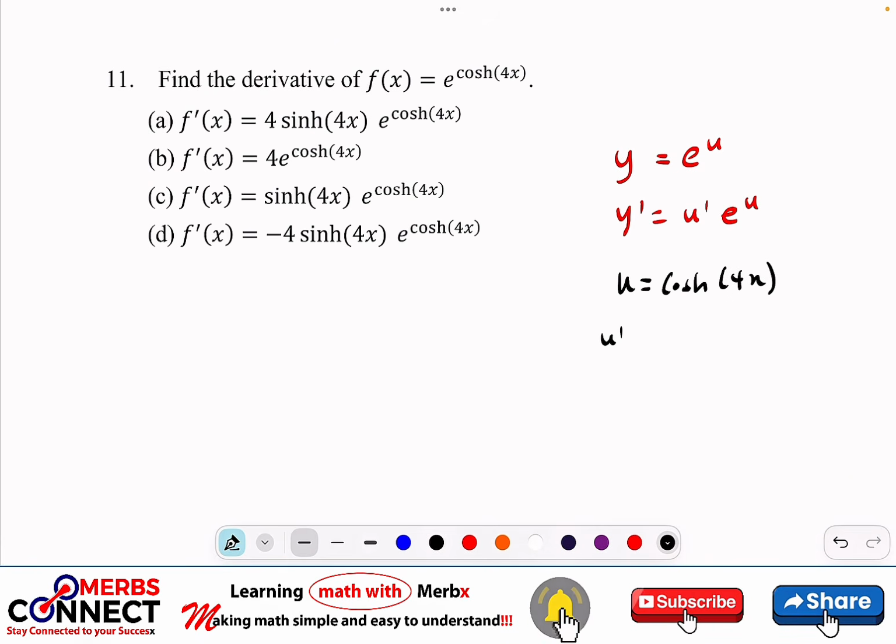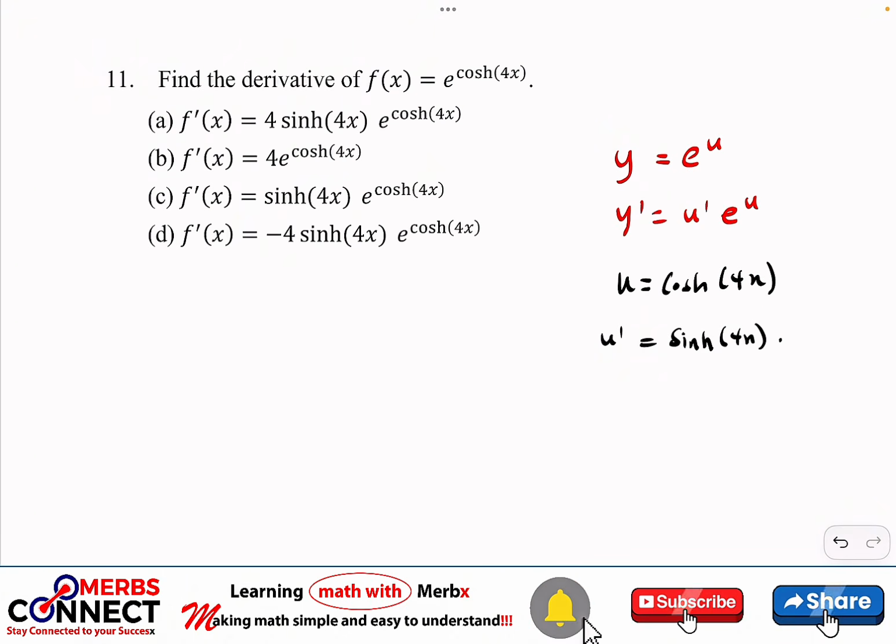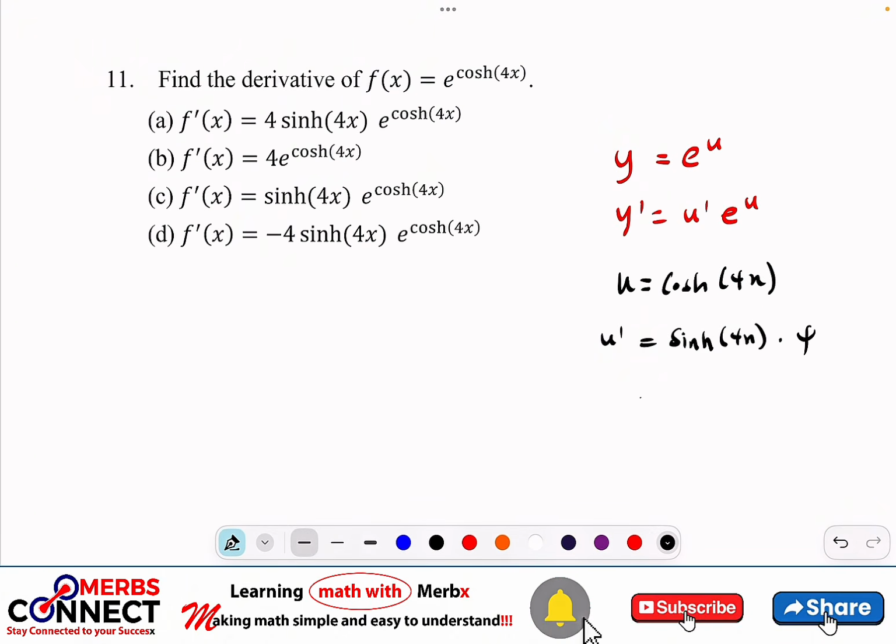And remember, when you take the derivative of the hyperbolic function, you get the hyperbolic function of sine without negative. So you need to pay attention. We know that when you differentiate the actual trig function, which is cos, you get minus sine, but here you are going to get positive. So this is going to give us the hyperbolic function of sine 4x times, then we differentiate what is inside, chain rule. So this is going to give us 4. So this is the same as 4 hyperbolic function of sine 4x.